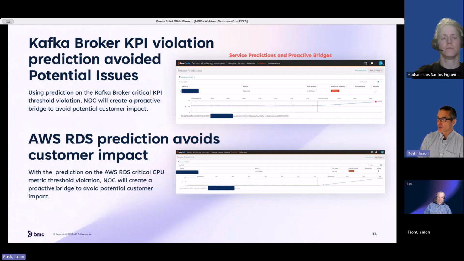But as you can see here, the tool is telling us with those red dots on both of those screenshots when it is predicting that there will be a disruption to the customer based on previous disruptions and alerts.